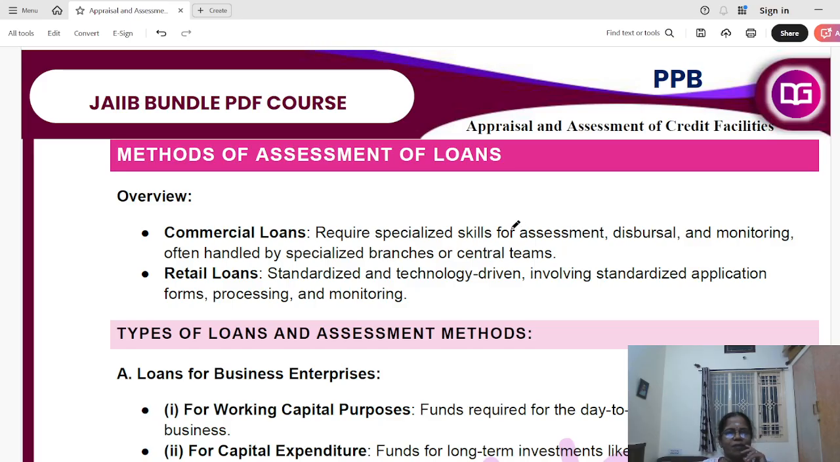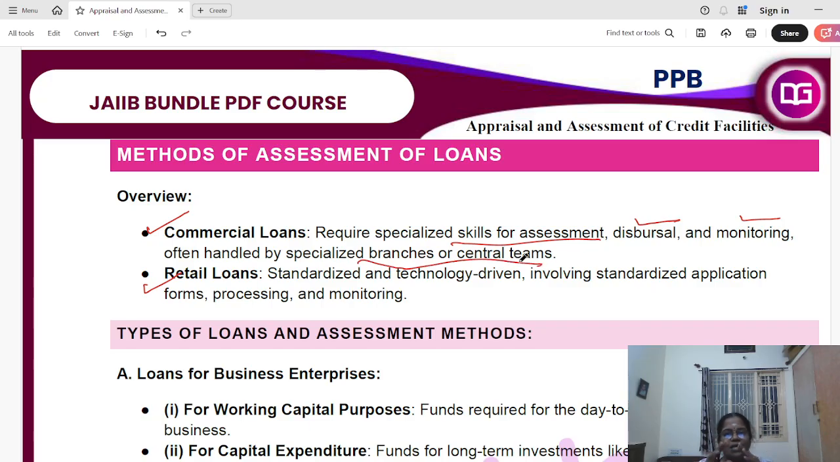So another one is the method of assessment of a loan. So overview, there are two kinds of the loan. One is the commercial loan, another one is the retail loans. Requires specialized skill for assessment. இந்த லோனை வந்து அசஸ் பண்றதுக்கு அந்த பேங்கருக்கு ஸ்பெஷலைஸ்டு ஸ்கில் இருக்கணும். They have to disburse the loan based on the assessment. So once after disbursing of the loan, அந்த லோனை கொடுத்ததுக்கு அப்புறம் அவங்கள மானிட்டர் பண்ணணும். Often handled by specialized branches or central teams.